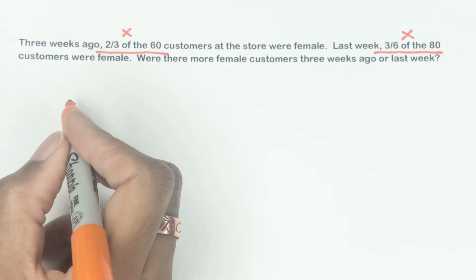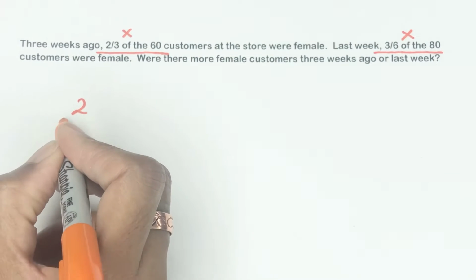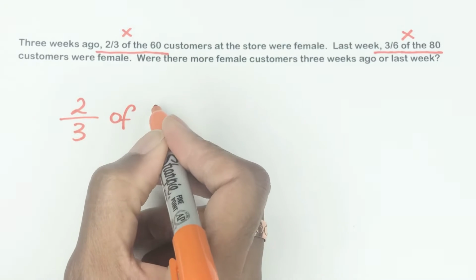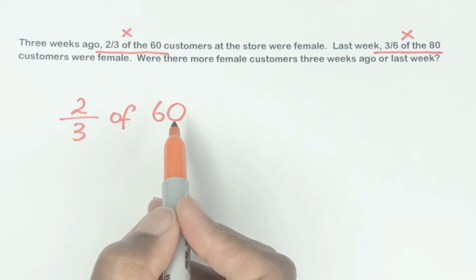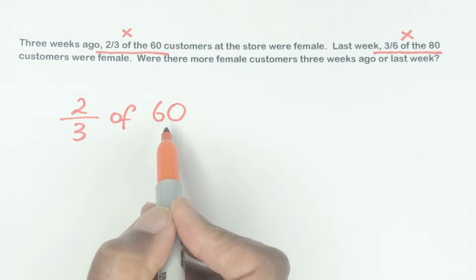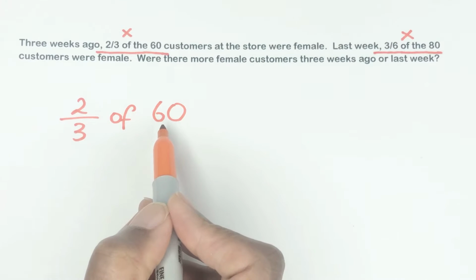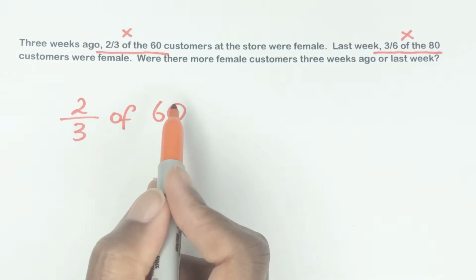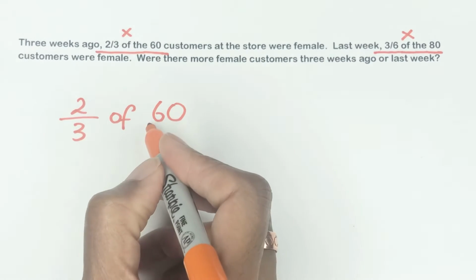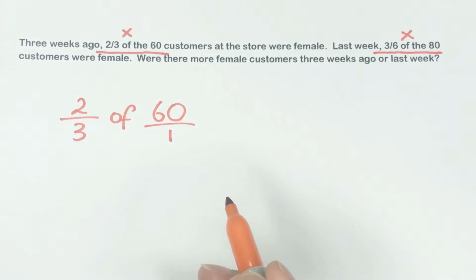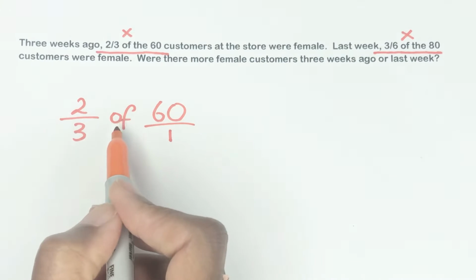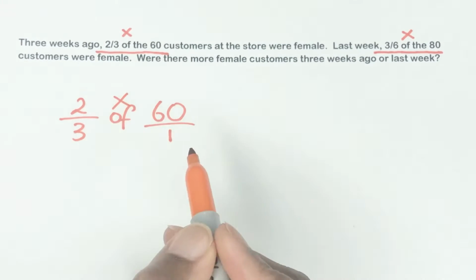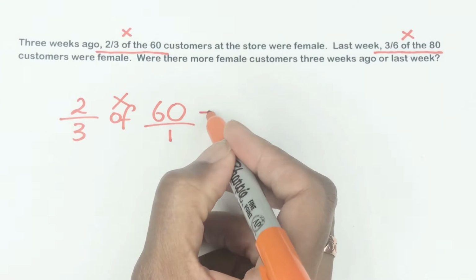So 2/3 of 60, let's do that first. How do we set that up? Once you have a whole number in fractions, to make it a fraction, you put it over 1, just so you can balance out both sides of the question, right? And then, as we said before, of means multiply, so you just multiply straight across.